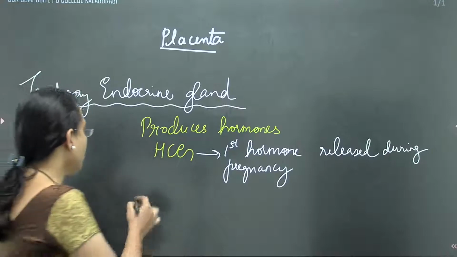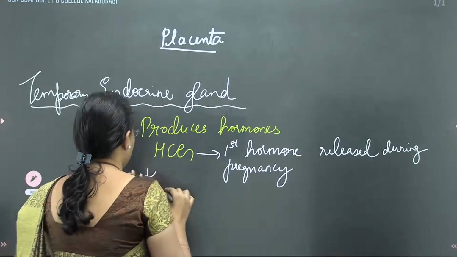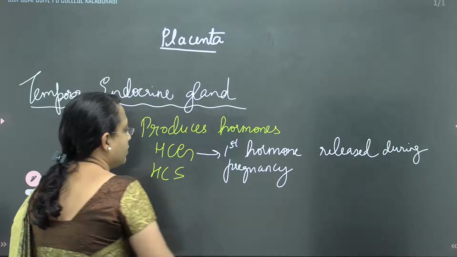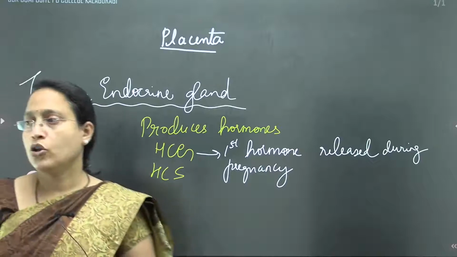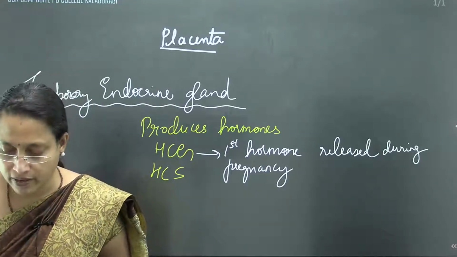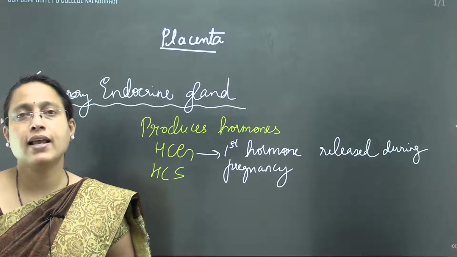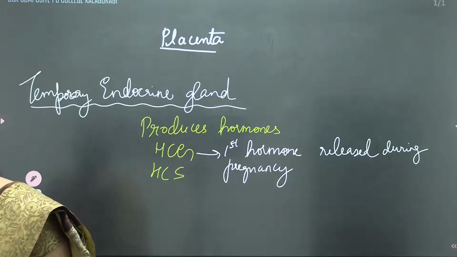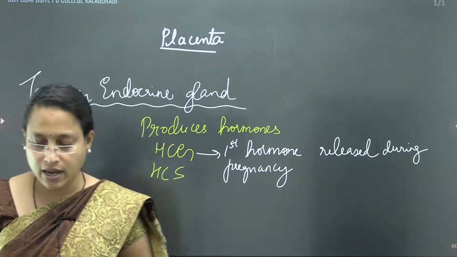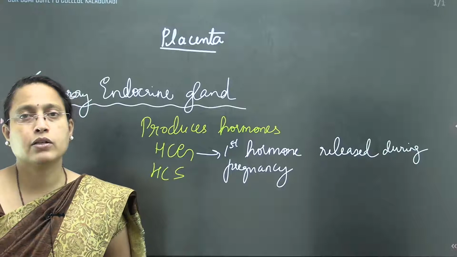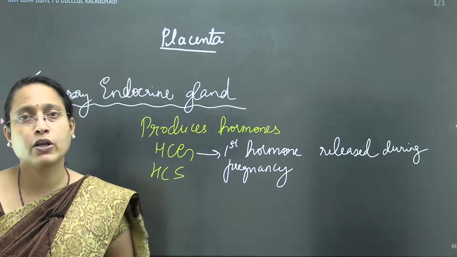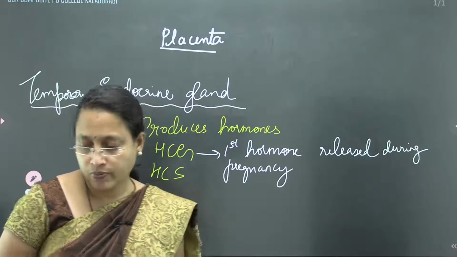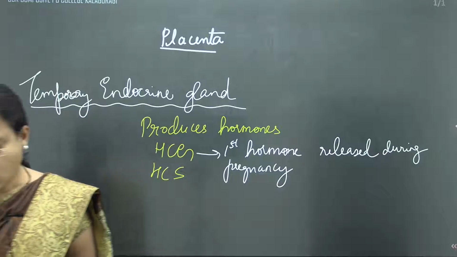The next is human chorionic somatomammotropin. The hormone human chorionic somatomammotropin was formerly called human placental lactogen. It has an important role in metabolism. It will help in increasing glucose concentration, especially when the mother is starving. Also, the glucose supply is still maintained to the fetus due to this hormone. So these are some of the functions of the hormones.